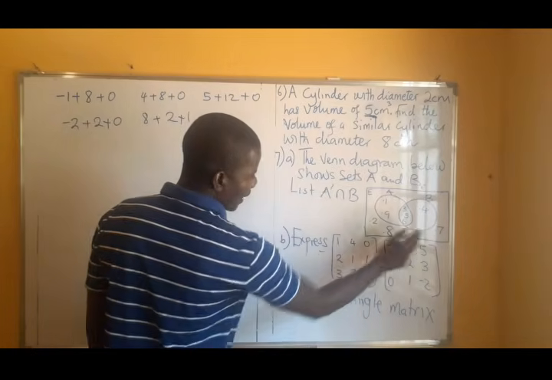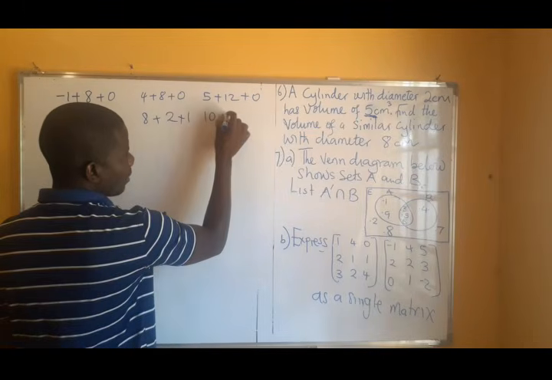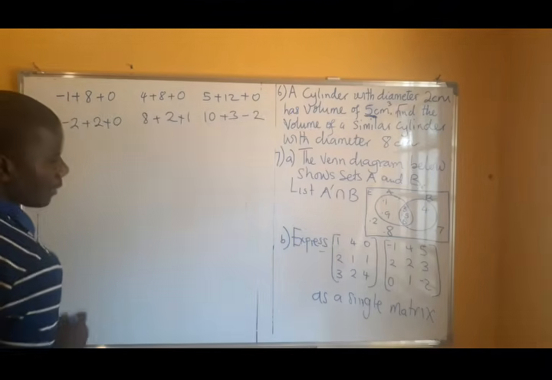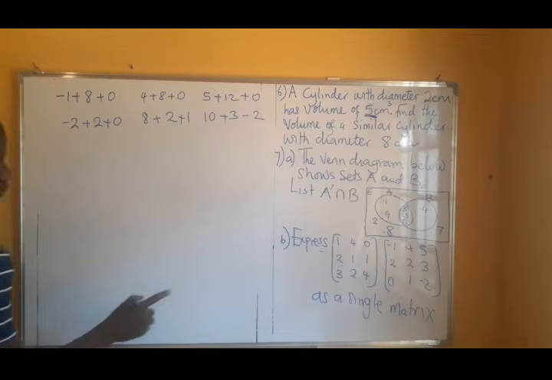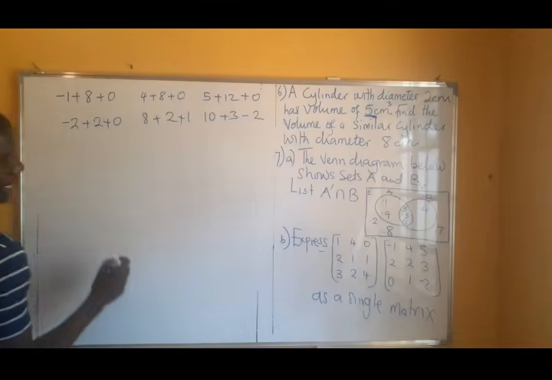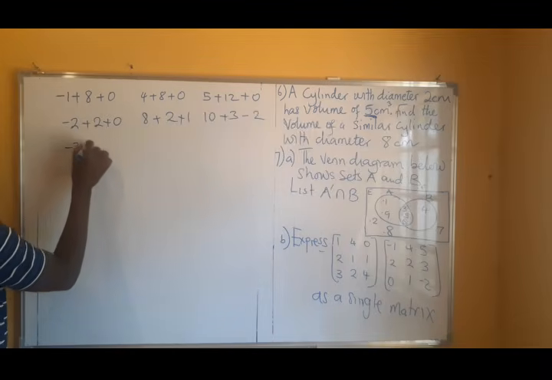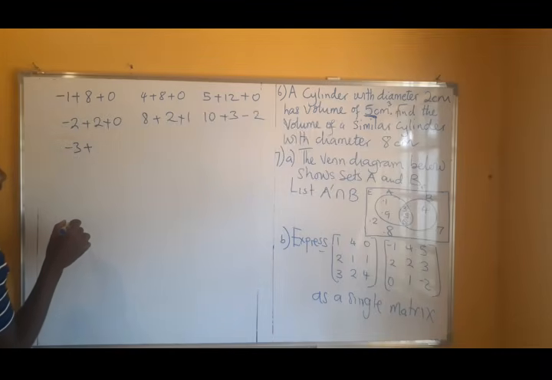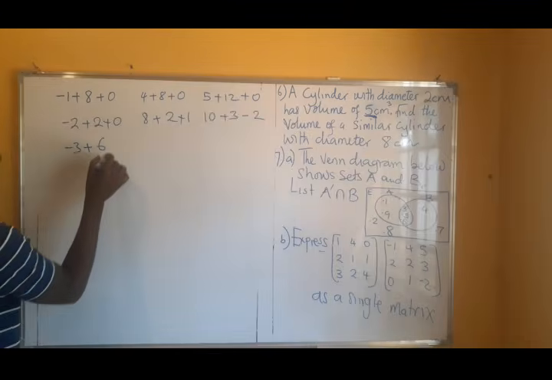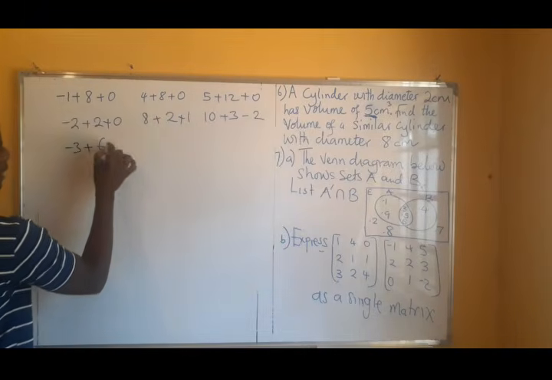The same row by the last column, 2 multiplied by 5, we're going to get 10. And 1 multiplied by 3, we're going to get 3. 1 multiplied by -2, we're going to get -2. Then we come to the last row by each column. The first one is 3 multiplied by -1, we're going to get -3. Plus 2 multiplied by 3, we're going to get 6. Plus 4 multiplied by -2, we're going to get -8.